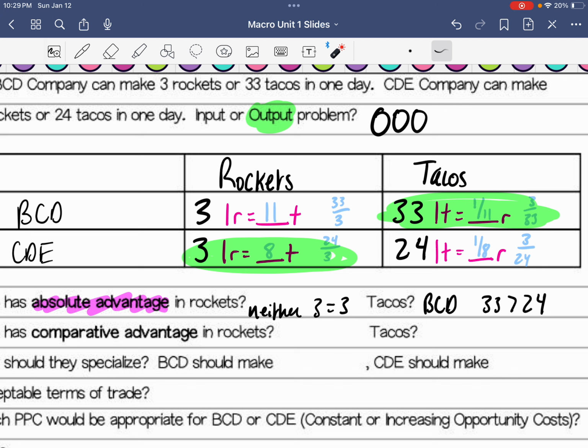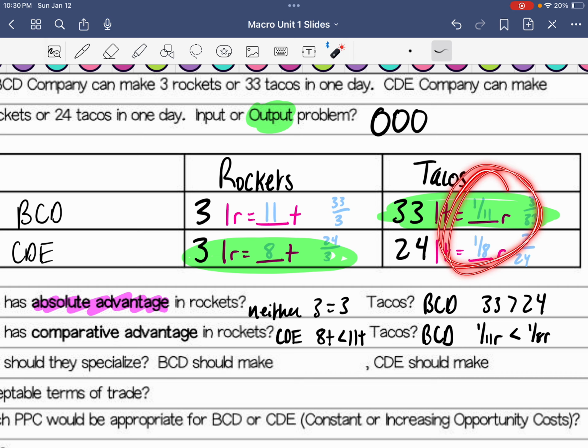So who has the comparative advantage in rockets? And I'm going to do the short version here. In a free response, we write it out a little bit more, but here we go. Rockets, it was country CDE. Why? Because the making of 1 rocket in country CDE is 8 tacos, which is less than 11 tacos. Okay, what about for tacos? That country winner was BCD. Why? Because the making of 1 taco cost them 1/11 of a rocket, which is less than 1/8 of a rocket. Okay, and I pulled those numbers from here. I chose the less than and told the reader that it was less than.